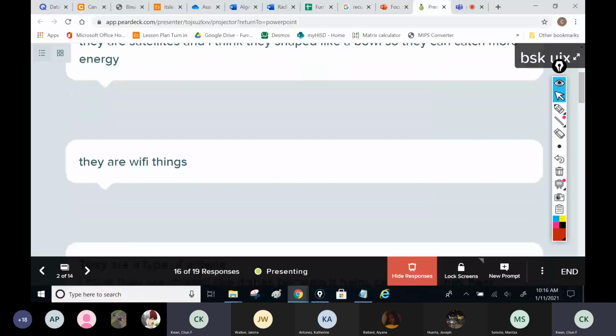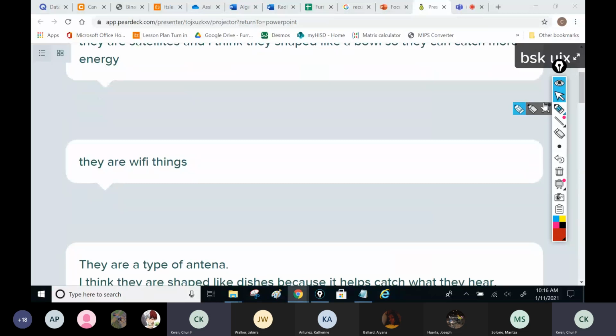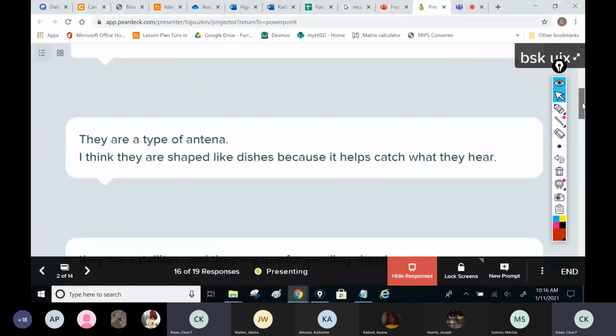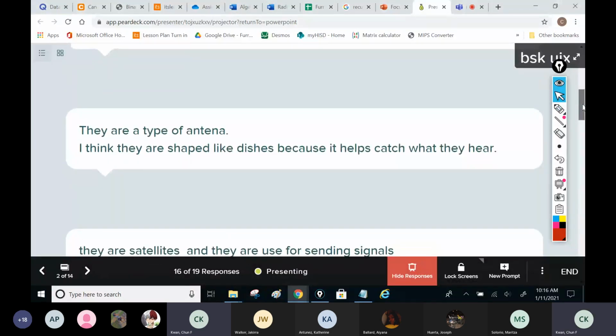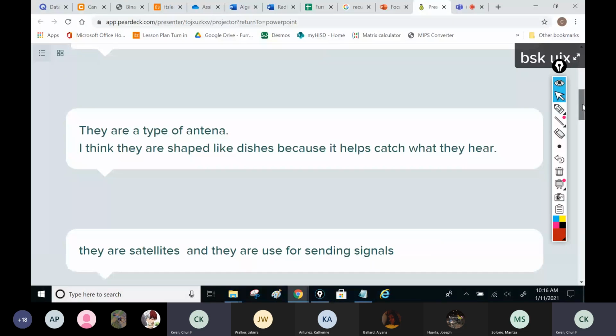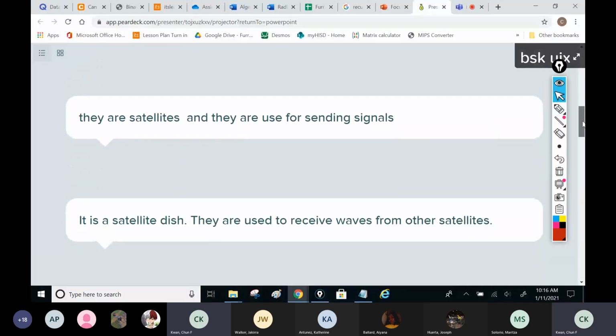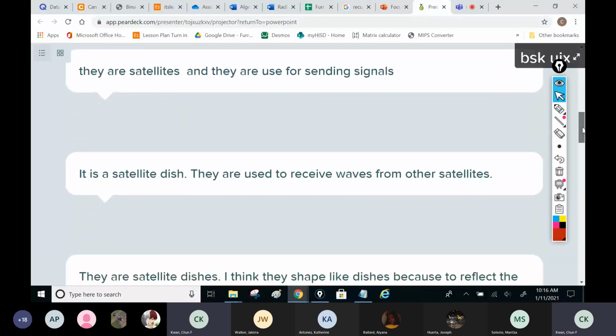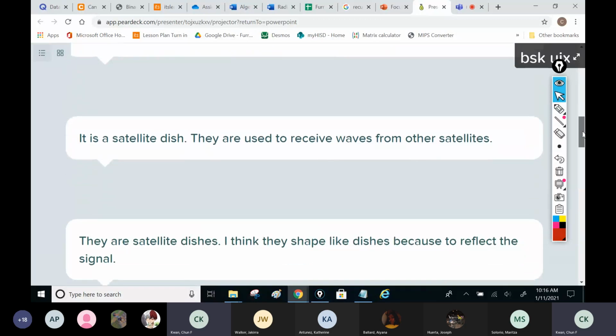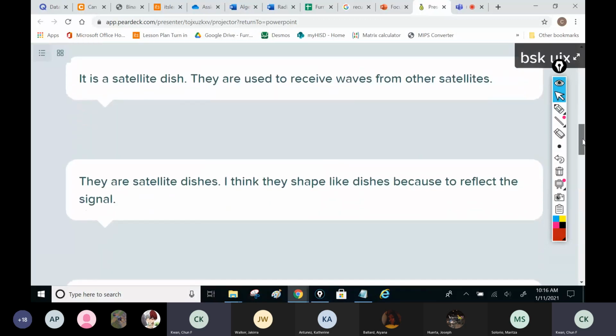Wi-Fi things. Okay, it's not wrong. A type of antenna. I think they are shaped like dishes because it helps catch what they can hear. Okay, good guess. The satellites, they're used for sending signals. They're satellite dishes, they're used to receive waves from other satellites. Okay, that's a really good one.